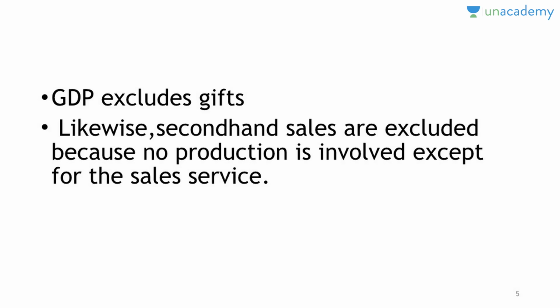Likewise, second hand sales, like a second hand car, are also excluded, because in second hand sales new production does not happen, and no production is involved except for the sales service. So in the first part, we know GDP is nothing but the value of goods and services produced within the boundary, whether by Indians or foreigners, within 1 year. That is called GDP.